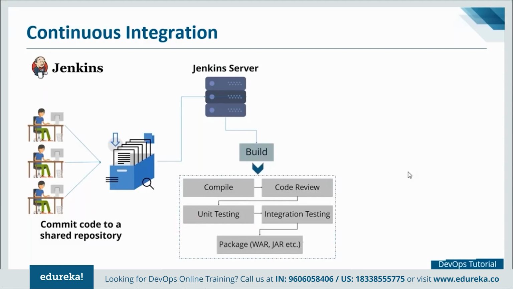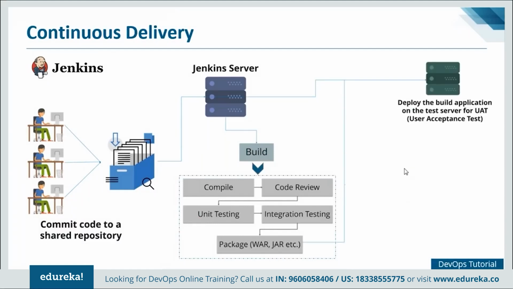Let's move forward, and now I'm going to explain continuous delivery. In continuous delivery, the package that we have created here, the war or the jar file or the executable file, Jenkins will take that package and deploy it onto the test server for end user testing.